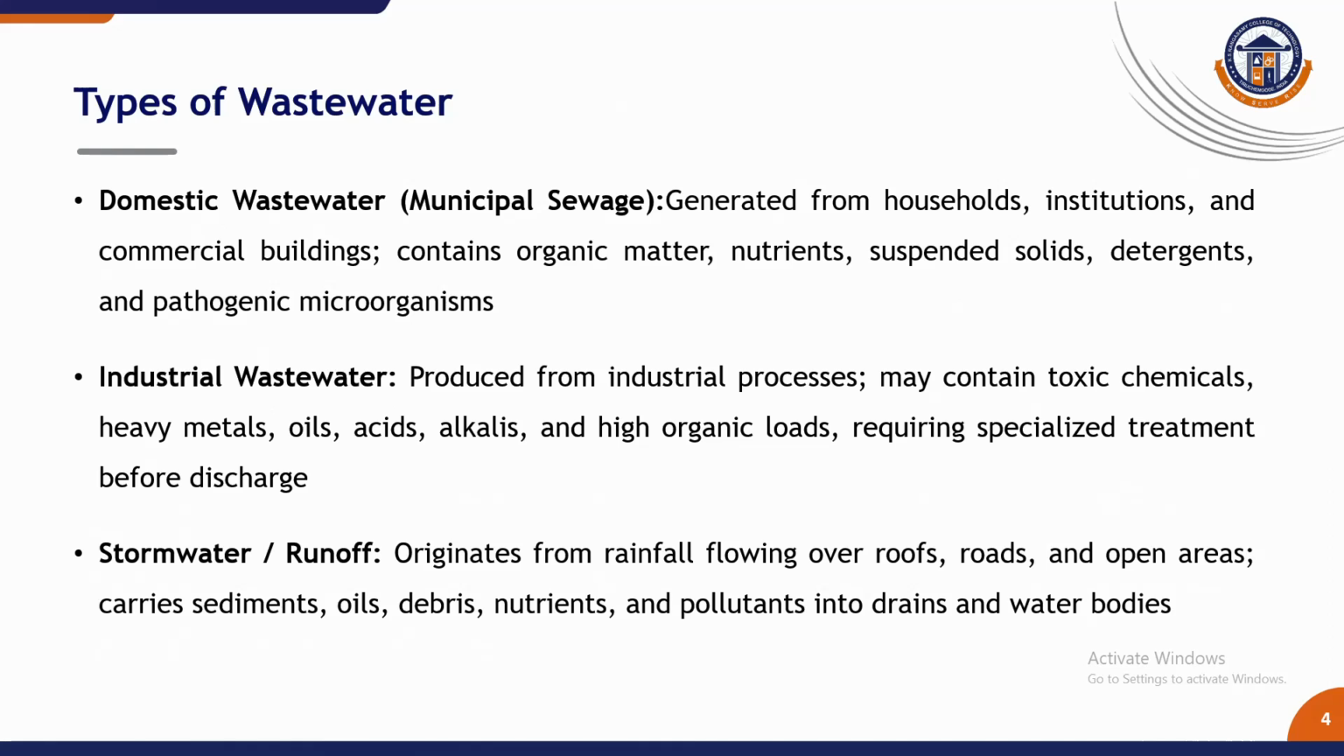The second type is industrial wastewater. It originates from industrial processes and may contain toxic chemicals, heavy metals, oils, acids, alkalis, and high organic loads. This type of wastewater often requires specialized treatment before discharge. The third type is stormwater or rainfall runoff, which results from rainfall flowing over roofs, roads, and open areas. It carries sediments, oils, debris, nutrients, and pollutants into drains and nearby water bodies.